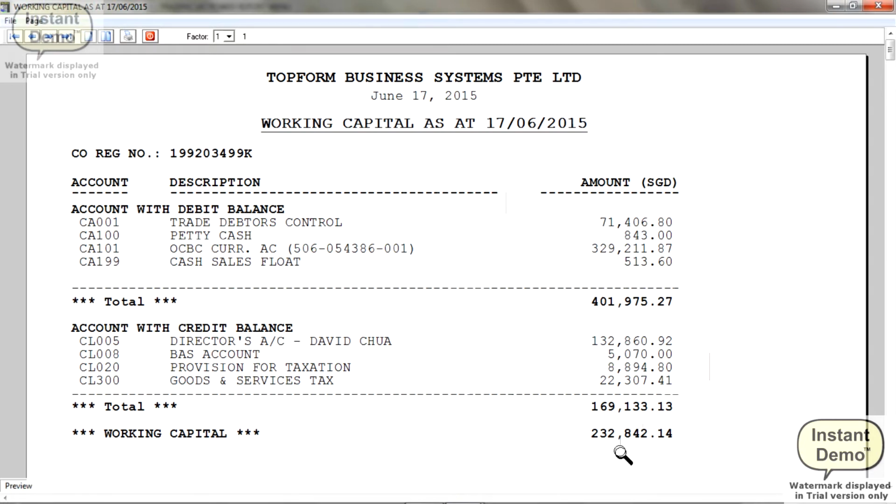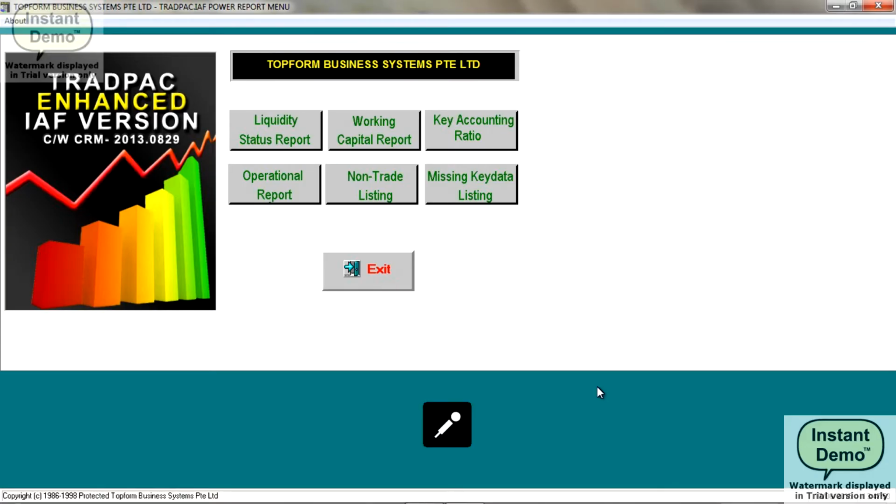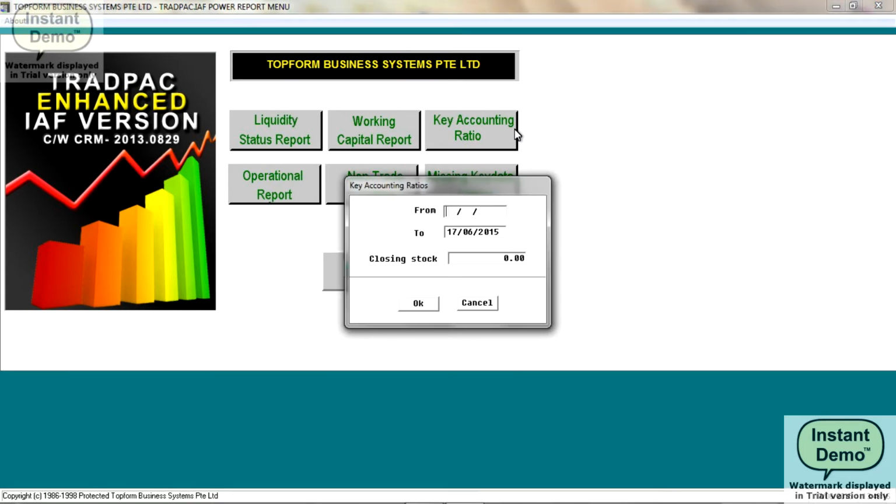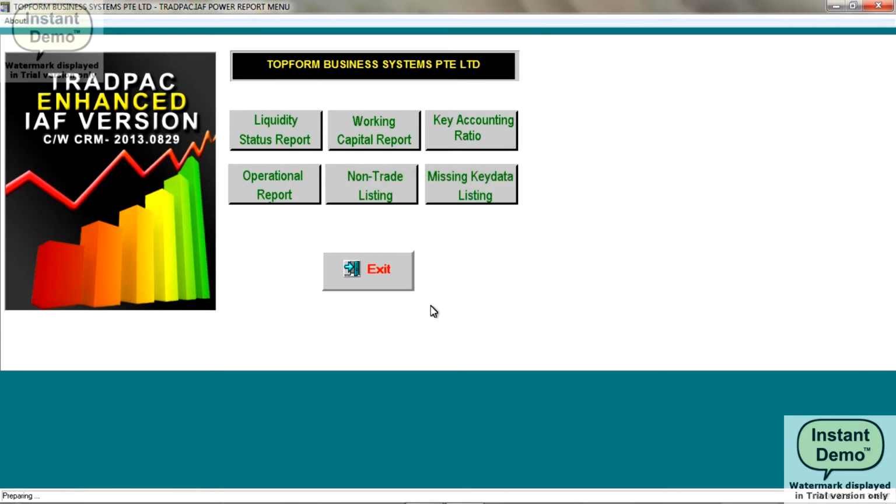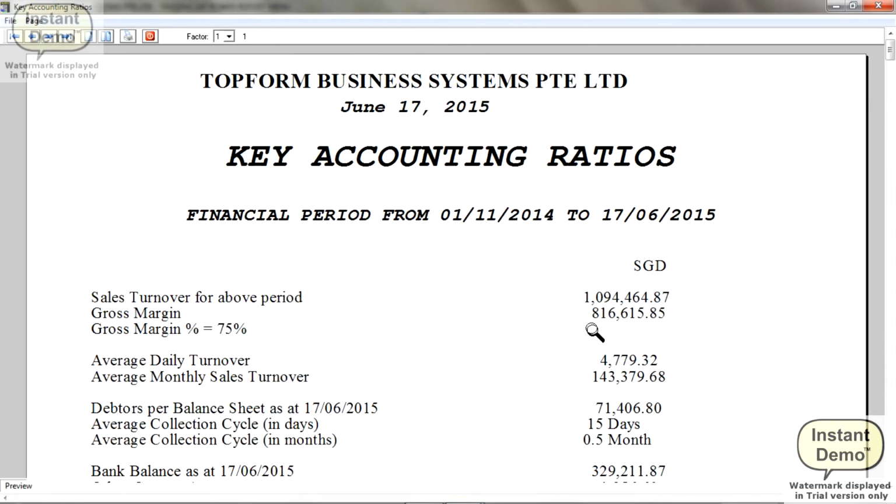Now let's move on to the KAR report, or Key Accounting Ratio Report, as mentioned earlier. It's a very comprehensive report that will give you a very good feel of your business. So let's put in the period starting from the 1st of November 2014 to the current date. Now this report will tell you for the period specified your total sales turnover, your gross margin, and your gross margin percentage. Now, would you agree this is very useful information?